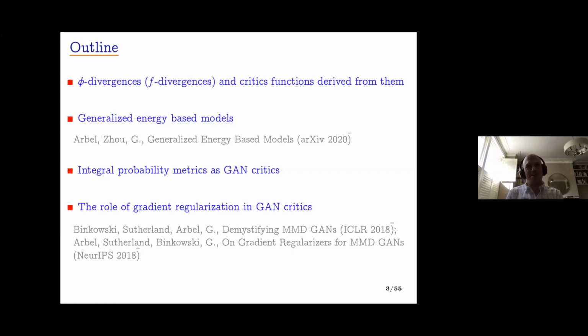Then I will transfer to a different class of critic functions, which are the integral probability metrics, a different category of critic functions to the Phi divergences.